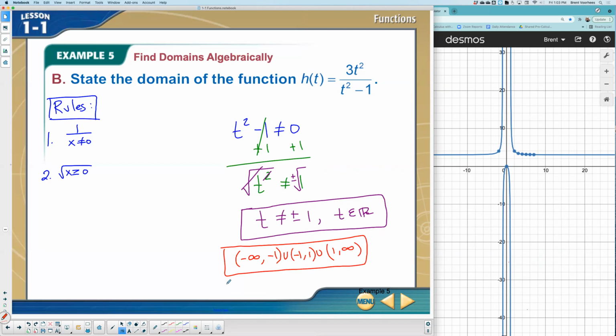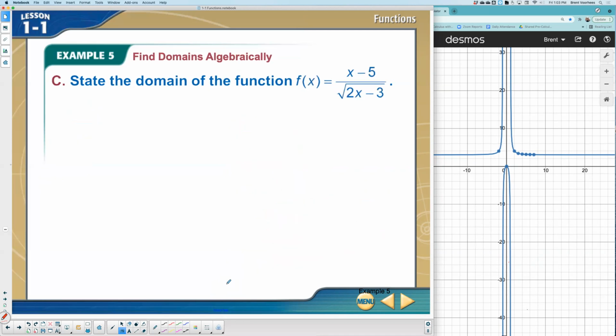All right, I'm going to do another. Part C here. I have a crazy equation again. Domain rules, there are 2 of them. What's rule number 1?